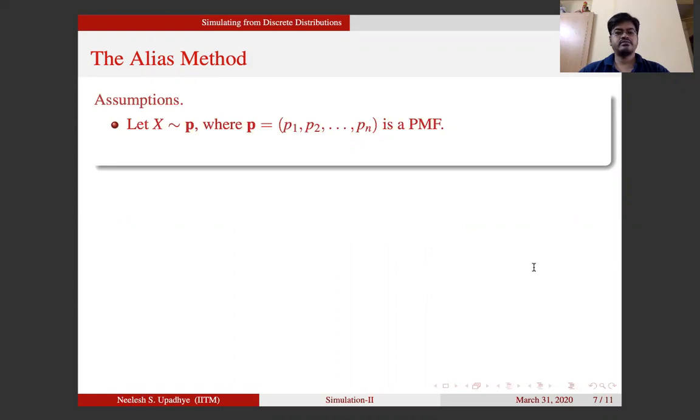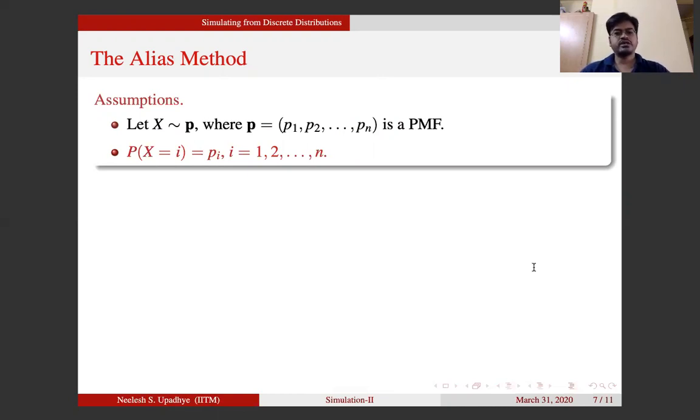Let X follow a probability vector, or you can say a probability mass function, with P equal to p1, p2, ..., pn. This is the PMF. That essentially means the probability that X is equal to i is pi. So we are assuming that the support of the random variable is an n-point set. This is the assumption of our method.